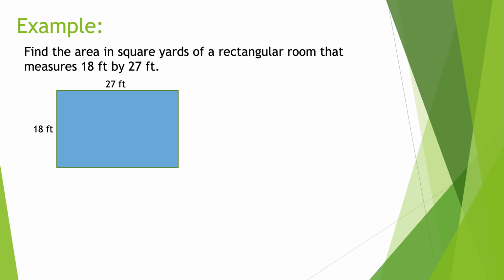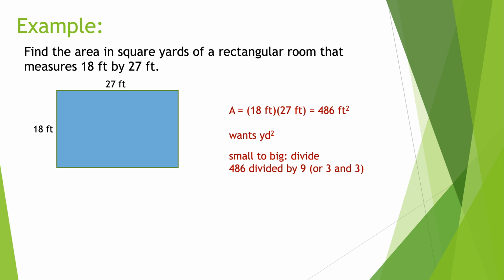Okay, so take a look at what we got here. The area is length times width, so it's 18 by 27, which gives you 486 feet squared, because it's feet times feet. Just like x times x is x squared, feet times feet is feet squared. It wants yards squared, so we got to change that over. Small to big, divide. This time we're going to do 486 divided by 9, not 27.